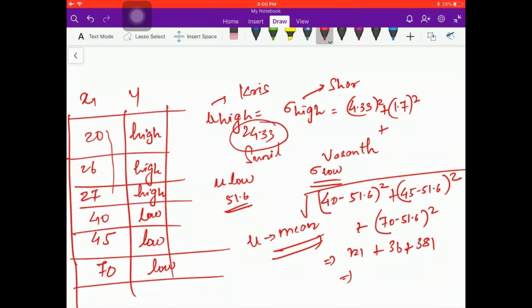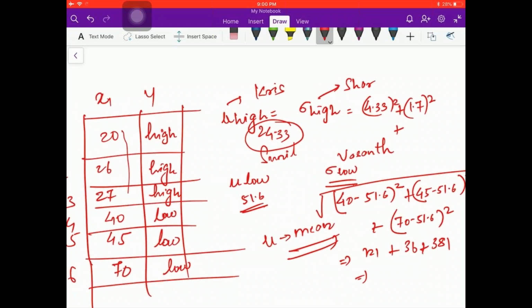Your mu high was 24.33, right? Yeah, that's correct. Okay, so what is the difference between 20 and 24.33? That's how we calculate the standard deviation. 20 minus 24.33 whole square plus 26 minus 24.33 whole square plus 27 minus 24.33 whole square. And then take a root, right?